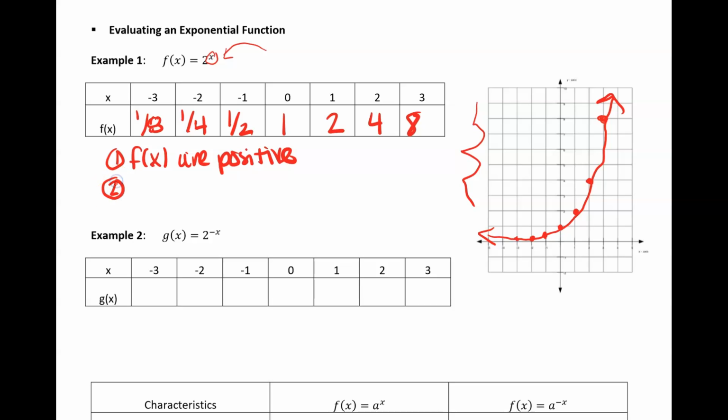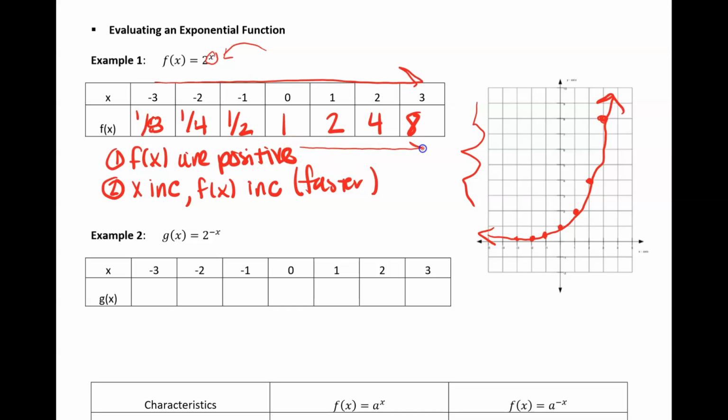Another observation we can see is that as x increases, f of x's are also increasing, but they're increasing faster. Do you notice that our x's were increasing here just by 1 unit? But once we got over here, we're going up by 1, and then 2, and then 4, and then you can imagine what's happening as 2 to the 4th, 2 to the 5th. They're getting bigger and bigger. So that's an interesting observation.